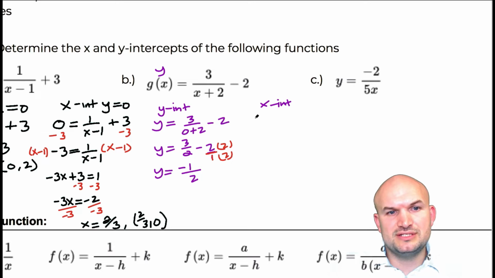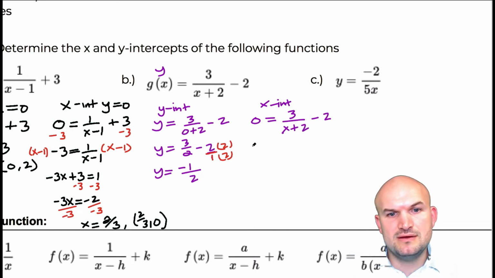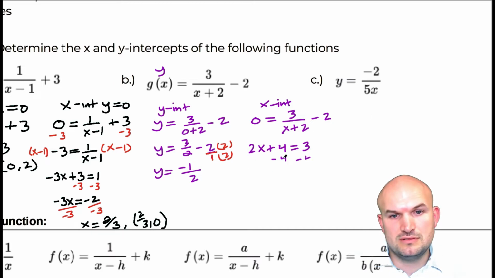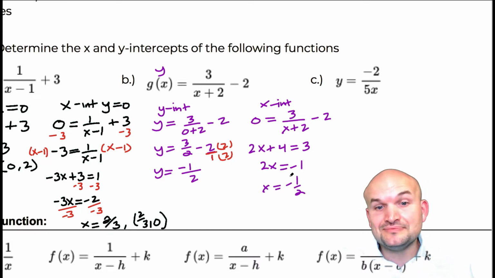I'll just go ahead and put a 0 here, and therefore I have 3 over x plus 2 minus 2. So then put the 2 and then multiply. So therefore, I'd have 2x plus 4 is equal to 3. Subtract 4 on both sides, you'd have 2x is equal to negative 1, and then x is equal to negative 1/2.